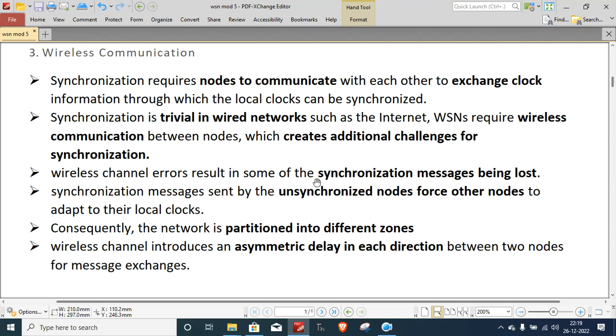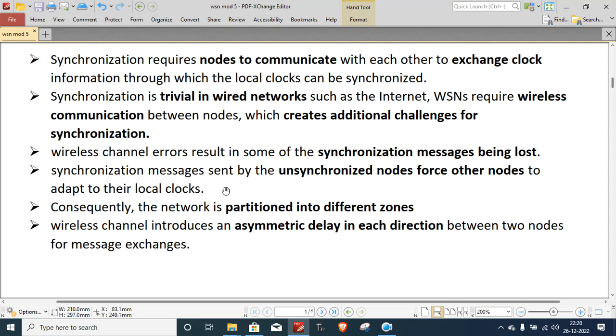Wireless channel errors result in some of the synchronization messages being lost, and when these messages are lost, this will lead to the generation of unsynchronized nodes. These unsynchronized nodes will in turn force the other nodes to adapt their clocks to their neighbors, and consequently the entire network will be partitioned into two or more different zones. So the wireless channel introduces an asymmetric delay in each direction, that is from sink to the node and node to the sink. This is all happening because of this challenge, that is wireless communication.